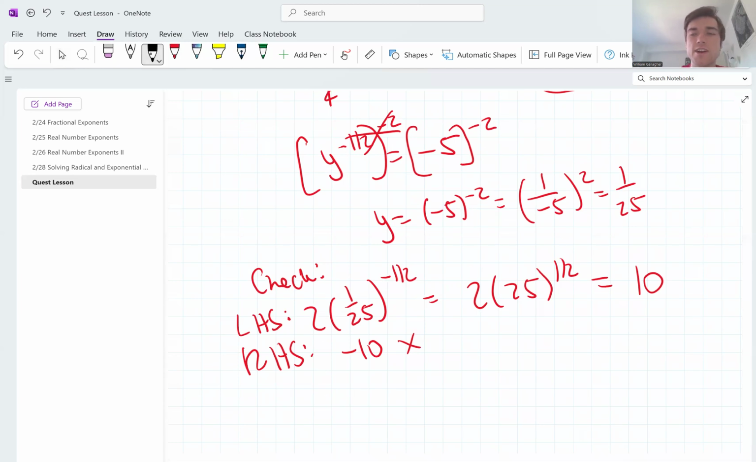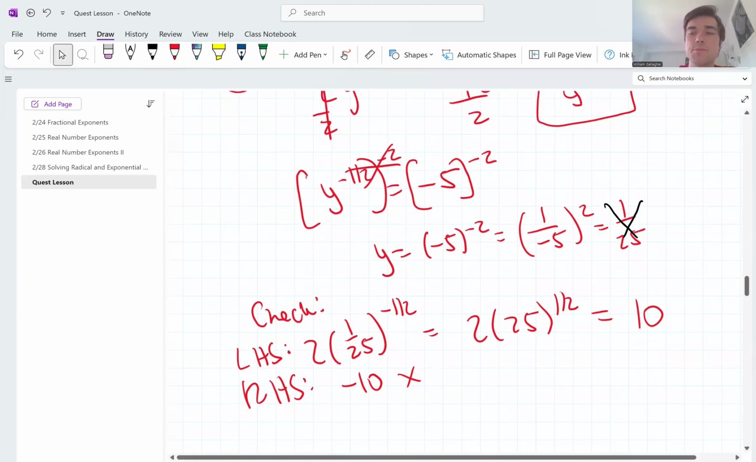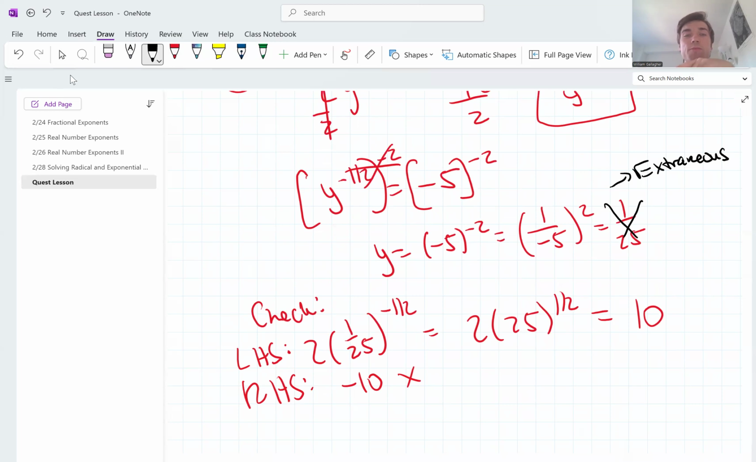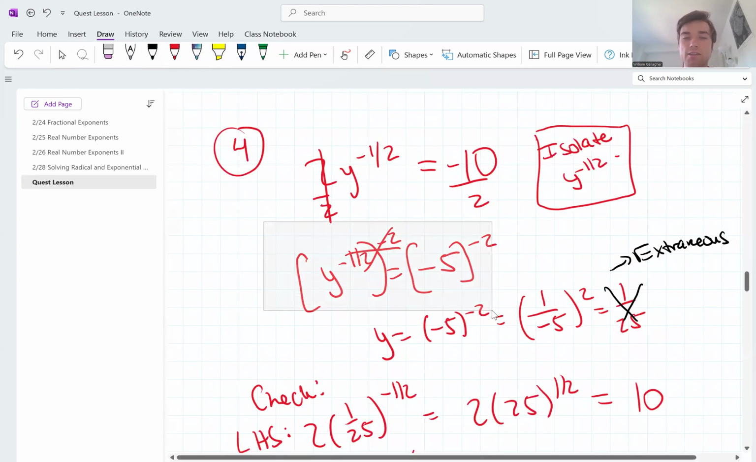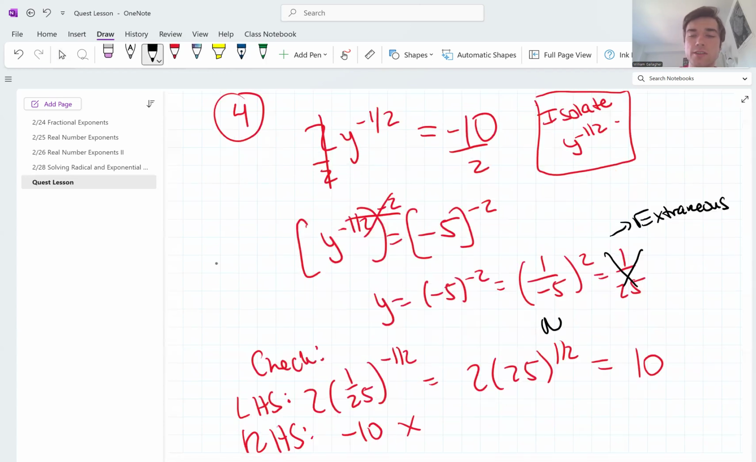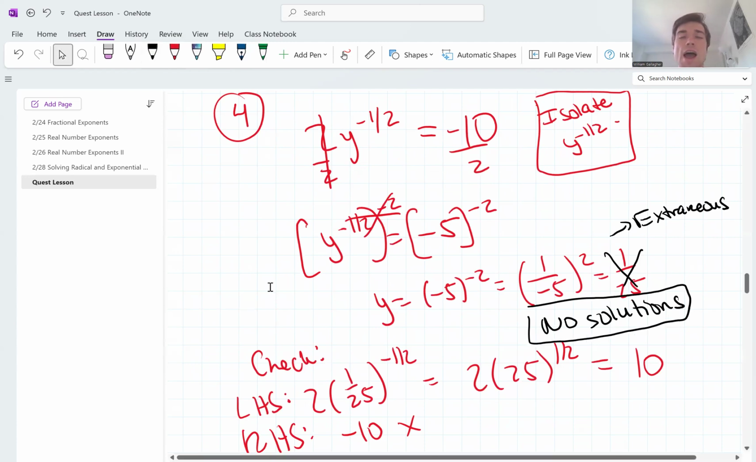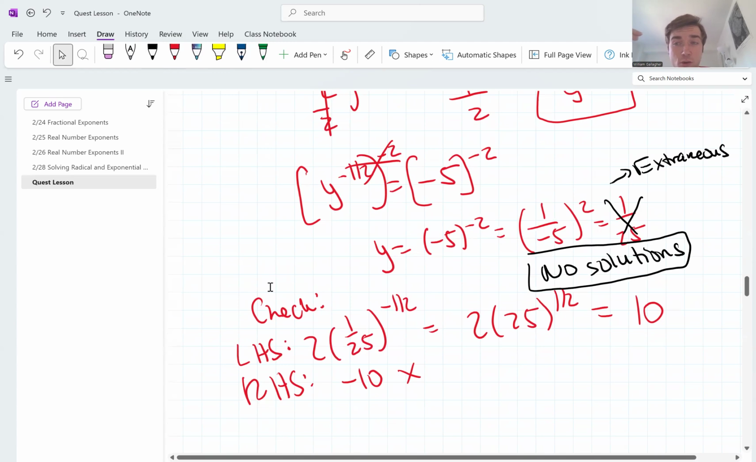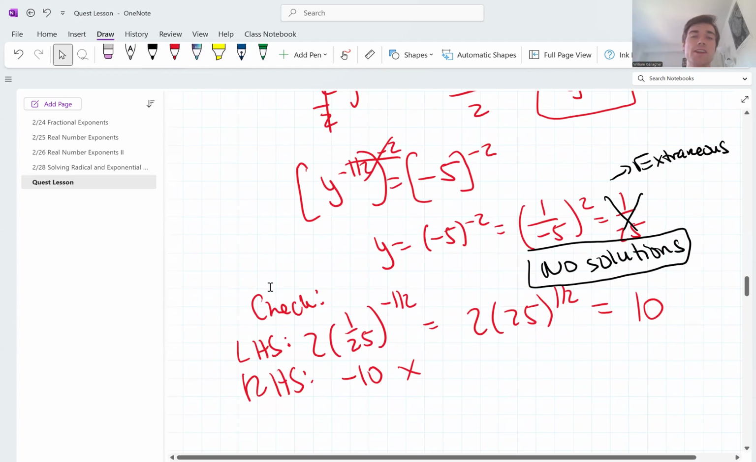This is actually an extraneous solution, right? It's a solution to this equation here, right? But it's not a solution to our original equation. And so we actually have no solutions. And so this is why you have to check your work. However, you could have figured this out earlier.